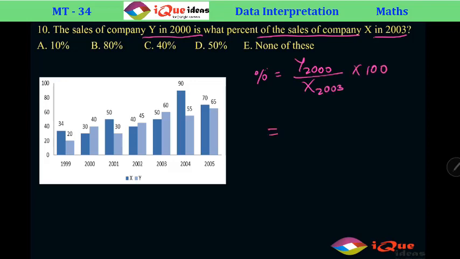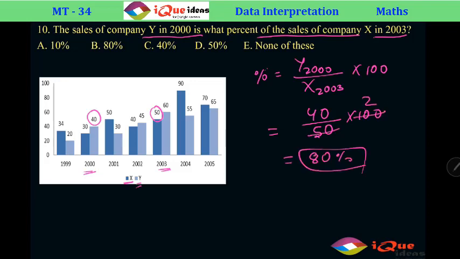Now Y in 2000 is 40 divided by X in 2003. So see, X in 2003 is 50, right? So 40 divided by 50 into 100. A simple question. 50 cancels 100 two times. 40 into 2 is 80%. That is B option is the correct answer. Okay. Now let's take up the next set of data.